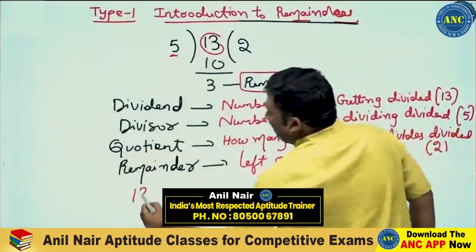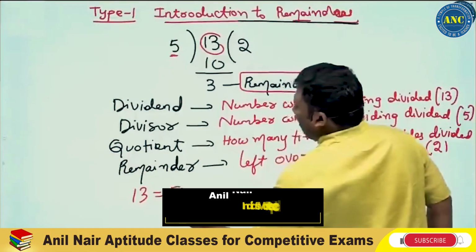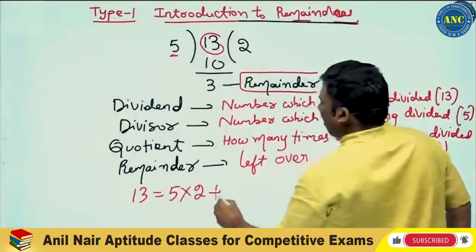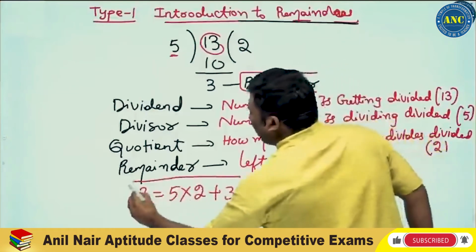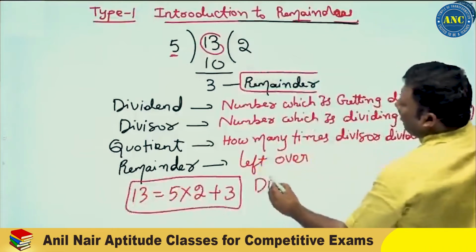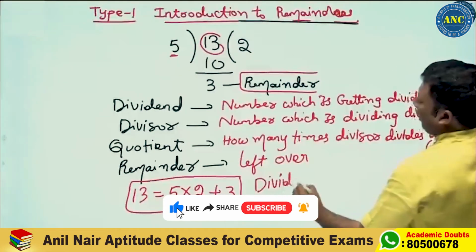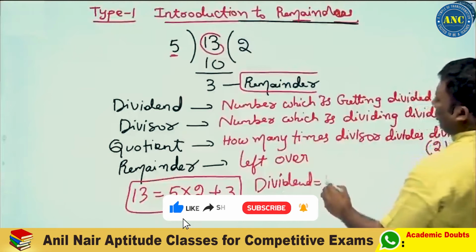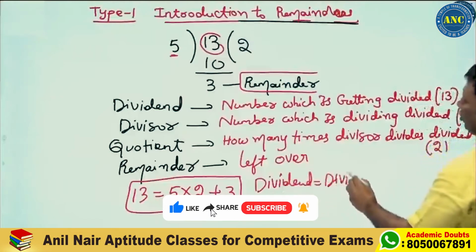First key point: 13 is nothing but 5 into 2 plus 3. Very, very important key point. Dividend is equivalent to divisor into quotient.